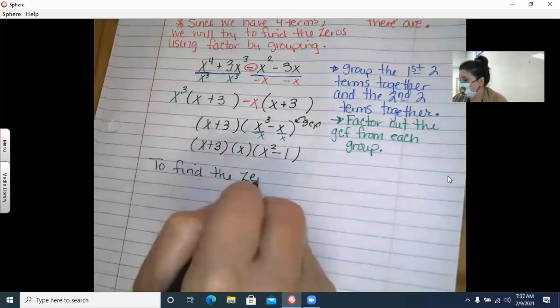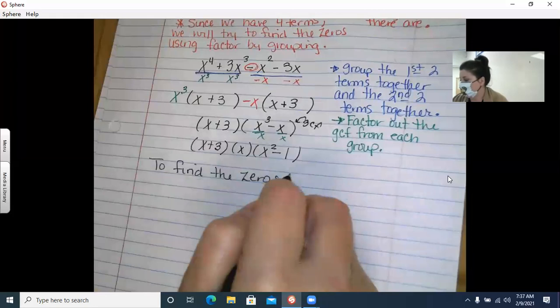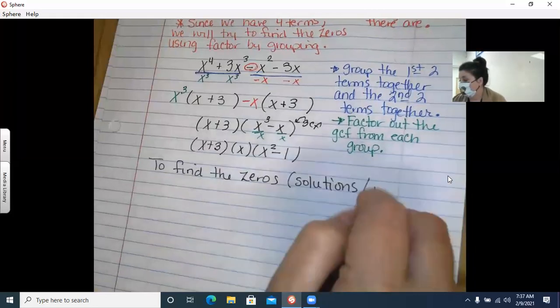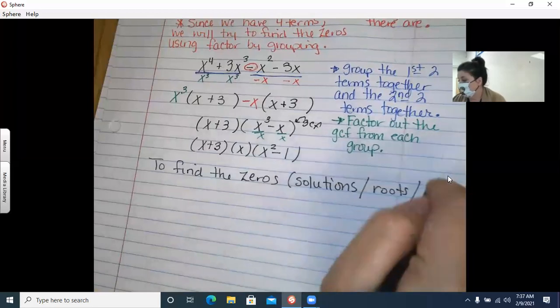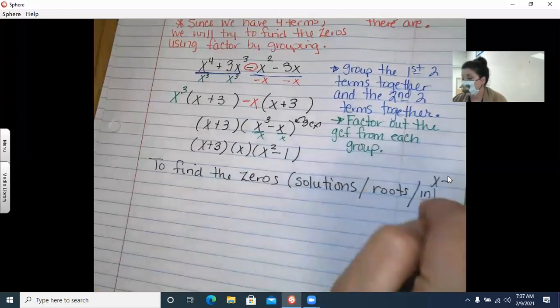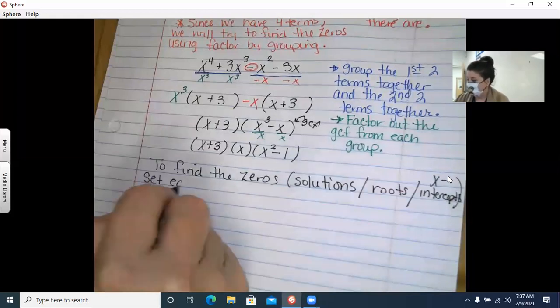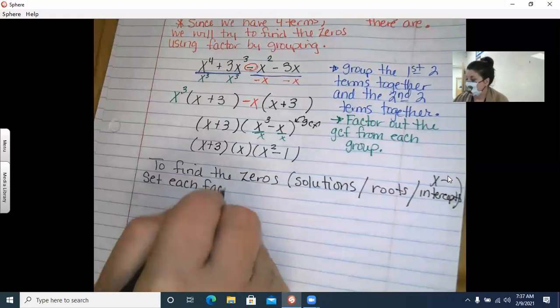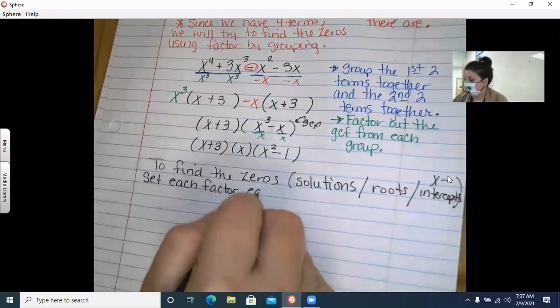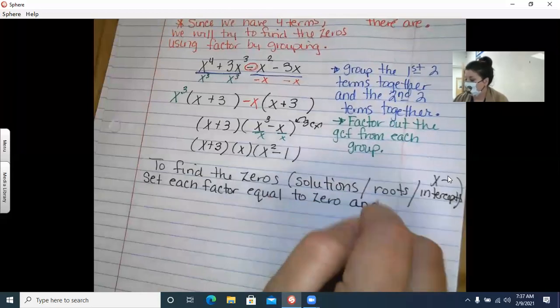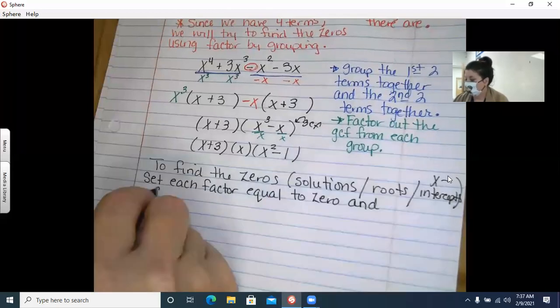Remember, zeros, another word for it is solutions or roots or x-intercepts. All of those words mean the same thing. Set each factor equal to 0 and solve for x.